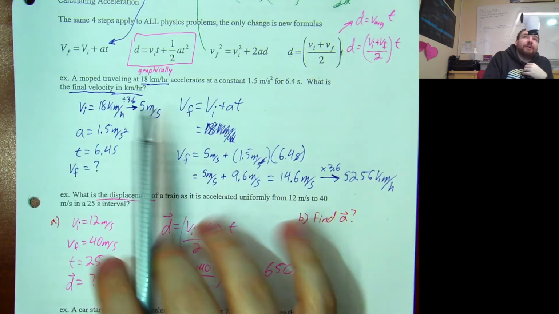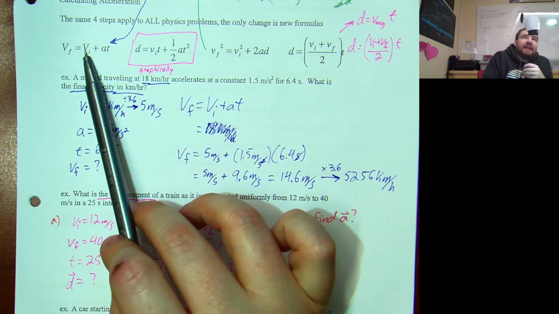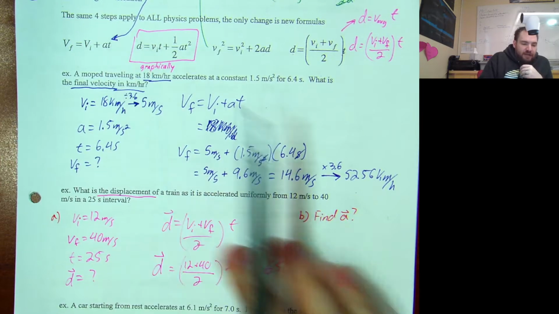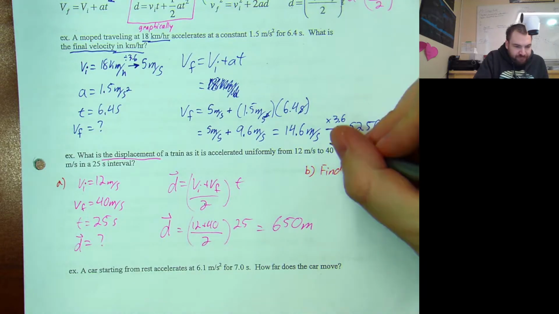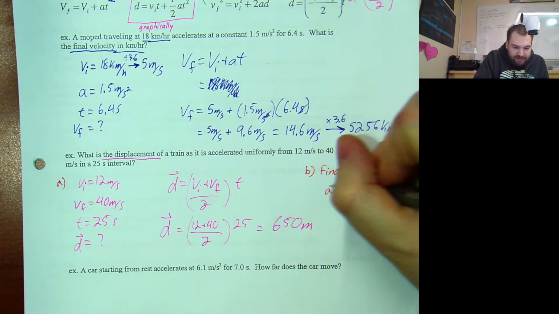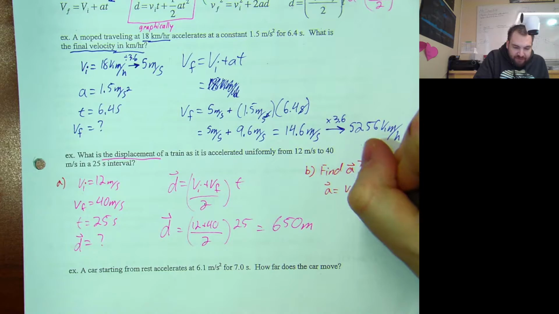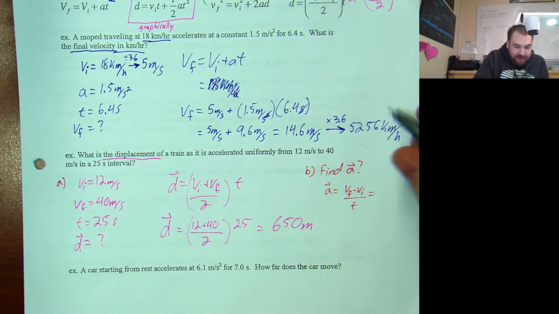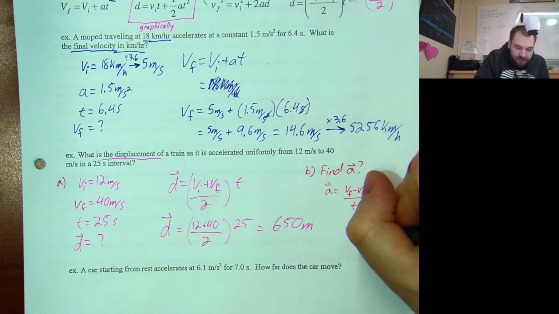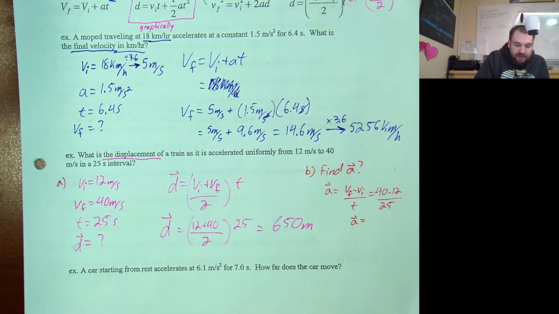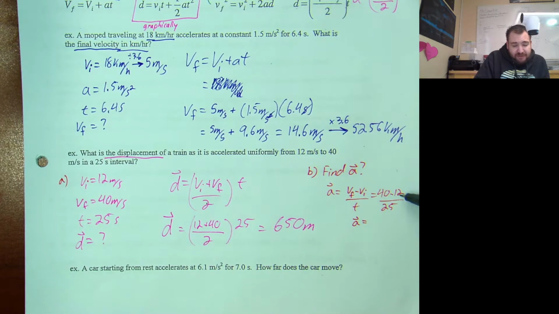Oh, so you're using this one up here? I've got a VF, I've got an A, or I've got a VF, a VI, and a T. So what you're using are the three that we were given here? Sure, we could do it that way. Acceleration equals VF, a change in our velocity divided by how long it took to do that. So VF is 40 minus 12 over 25. So then my acceleration is going to be 40 minus 12 is 28.